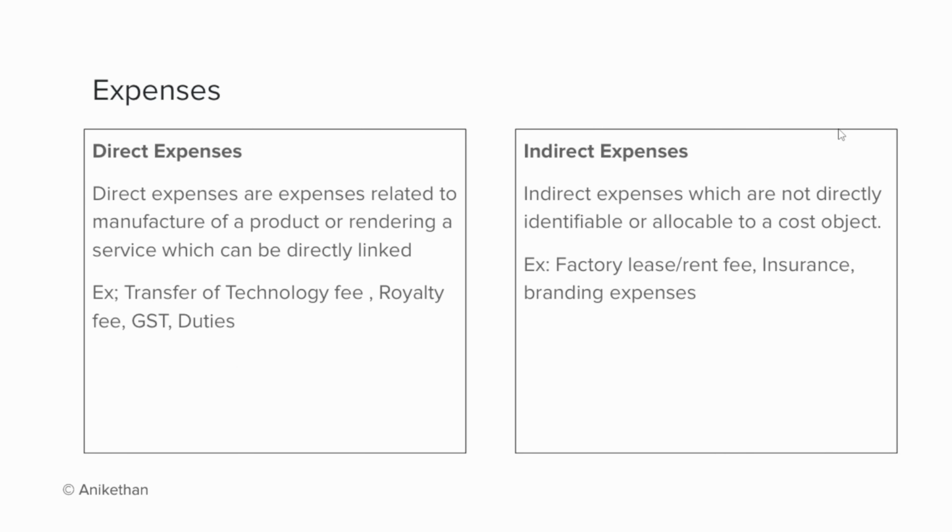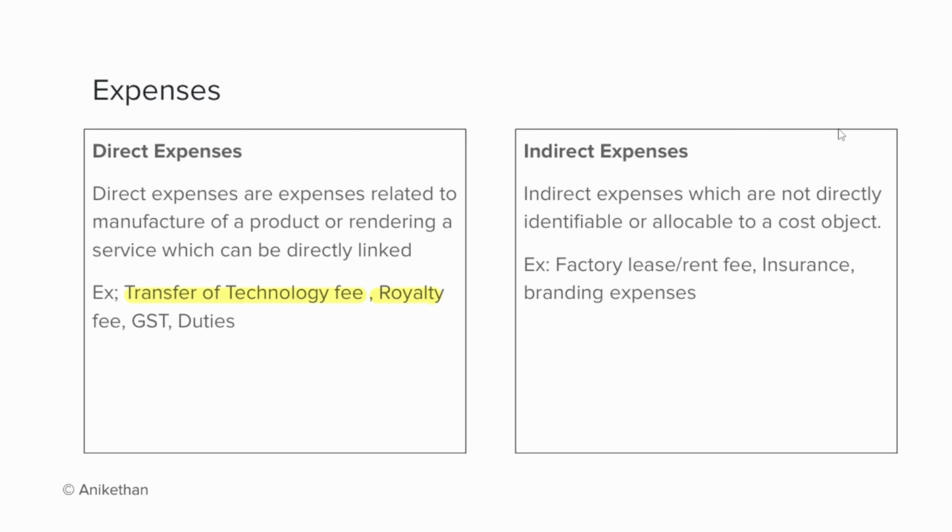Expenses are also the same way. The direct expenses are directly related to the product. The examples are given here. Transfer of technology: let's say the car manufacturer has purchased the TOT from a German company for the engine. That engine is particularly used in one variant of the car. So this becomes a direct expense for that car. Another example is royalty fee. Transfer of technology is basically a one-time payment to purchase the technology, whereas royalty fee is where, as I produce, I give a portion of that to the original technology owner.